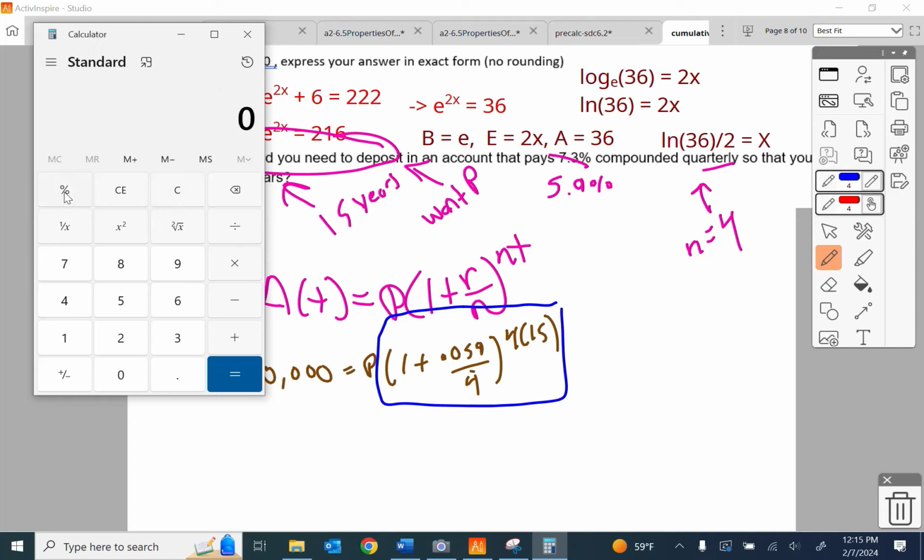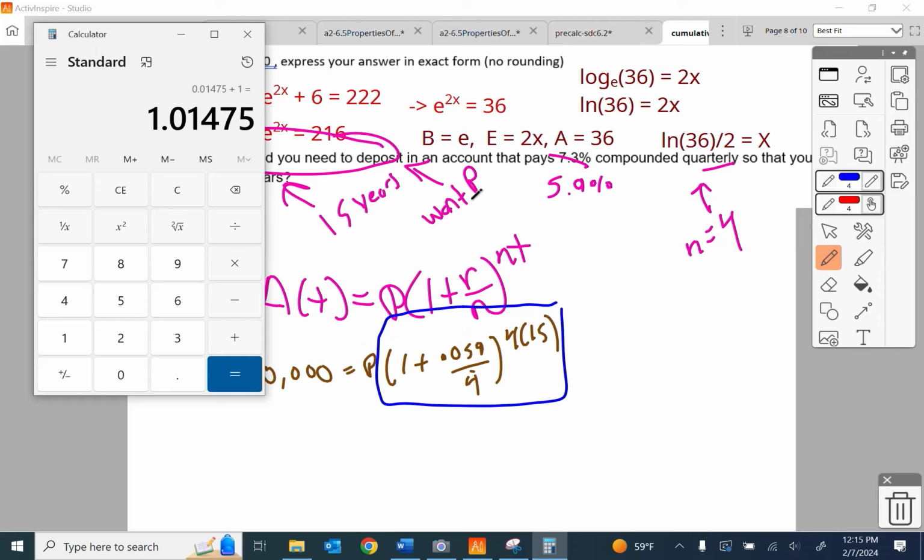Does this thing have parentheses? Well, I guess I can do it this way. 1 plus 0.059 over. Oh, you got to be careful on this one, don't you? Yeah, this one stinks. This one you have to do 0.059 divided by 4. And then add 1. There we go.